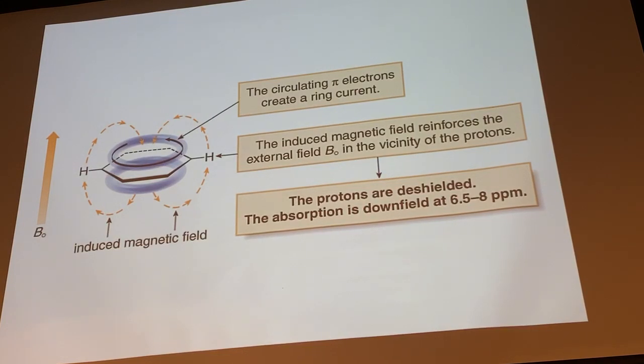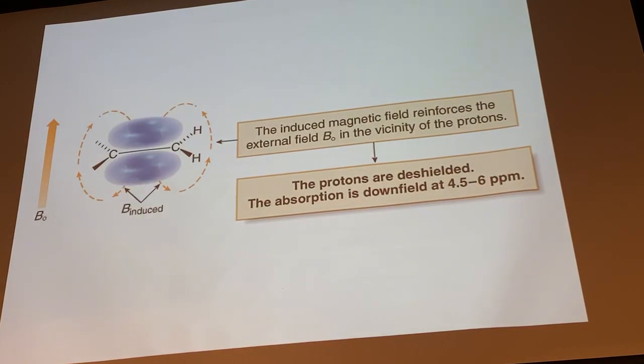If we look at ethylene, a simple alkene, we see the same thing. The pi electrons of the alkene circulate. The induced magnetic field in the region where the protons lie is going to reinforce the applied magnetic field. So these hydrogens feel a larger magnetic field than simply the one that's coming from the magnet, and therefore require higher frequency radio waves in order to undergo spin flipping.